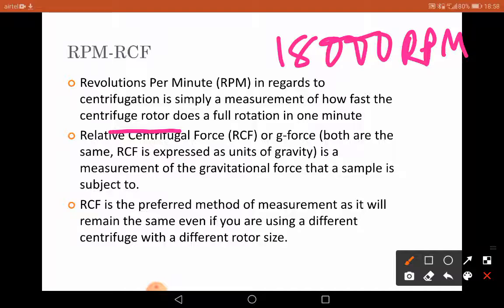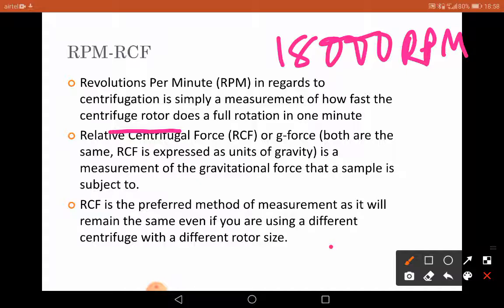We have small centrifuges, medium scale centrifuges, large centrifuges. All these things can be used according to the requirement. Up to 5,000, up to 10,000, up to 15,000, up to 20,000, and in lakhs also you have high speed centrifuges. And RCF is relative centrifugal force, or G force. Both are same.